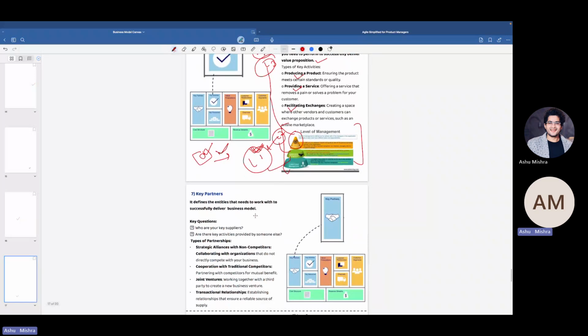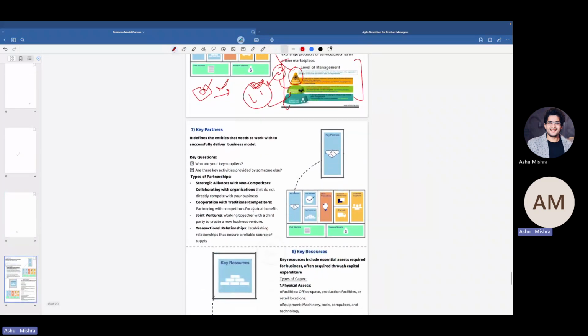Let's move on to the seventh one, guys, which is the key partners. Now, what are key partners? The key partners define the entities that need to work together to successfully deliver a business model. In the case of, let's say, guys, Zomato, right? These are restaurant partners. Okay, these are your delivery partners, these are customers, right? These are the tech team, correct? So these are the key partners that are required, guys, right?